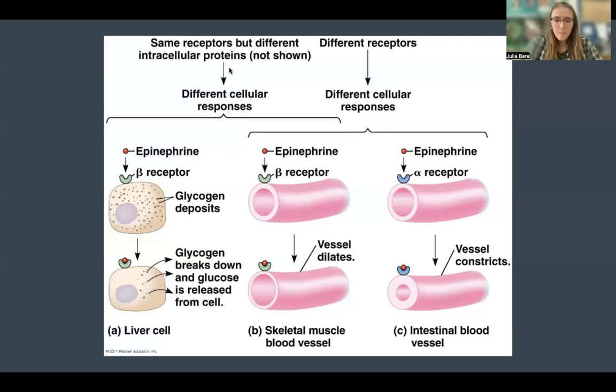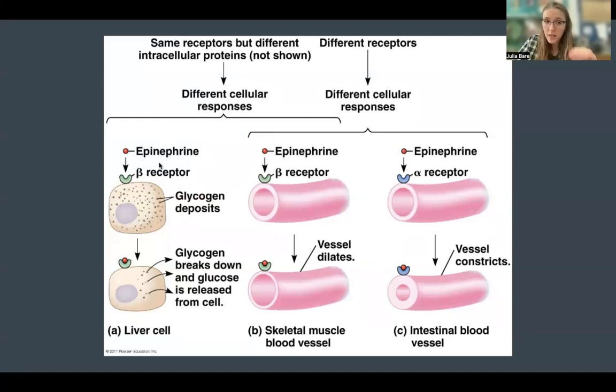In this diagram, on the left-hand side, we have the same receptor. So the green receptor is the same receptor, but different intracellular proteins. So the proteins here aren't being shown, but the mechanism, the transduction pathway, is different for a liver cell compared to a skeletal muscle cell, right? So the same receptors, but a different intracellular protein. And this is going to induce different cellular responses.